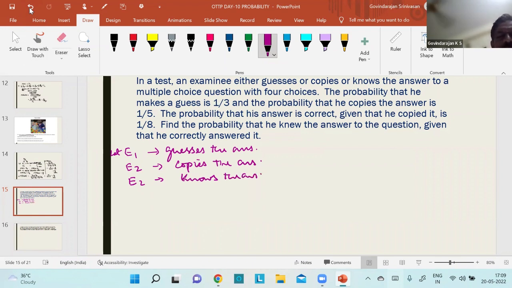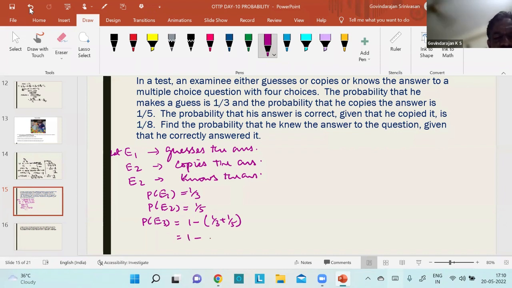So the probability that he makes a guess, the probability of E1, is equal to 1 by 3, as given. And the probability of E2, the copies answer, is 1 over 5. So what is the probability of E3? Because E1, E2, E3 is a partition of the sample space, they are exhaustive events and the sum of the probabilities is 1. So the probability of E3 is equal to 1 minus (1 by 3 plus 1 by 5). The remaining is the probability of E3, so they have to find this out.